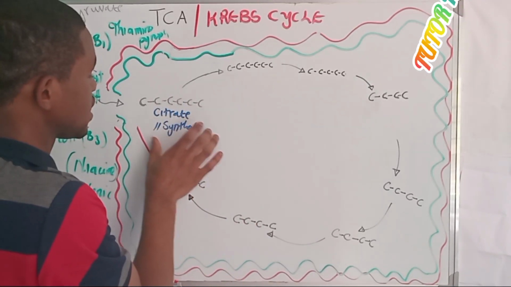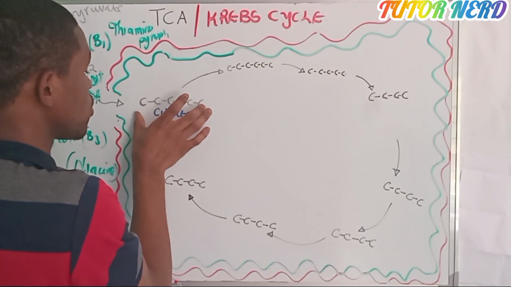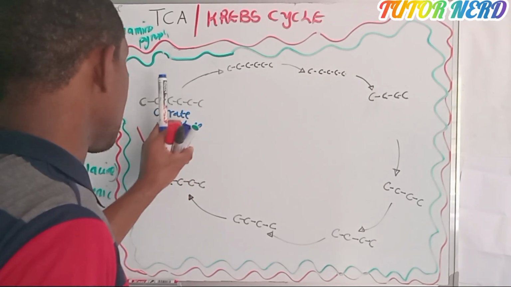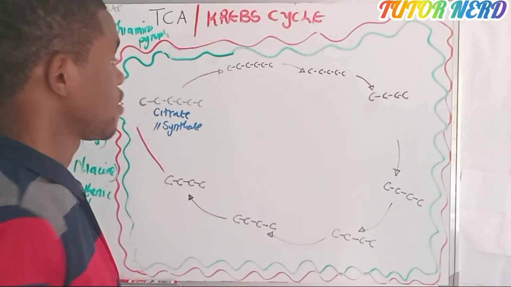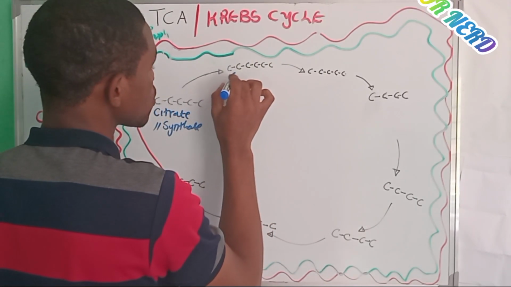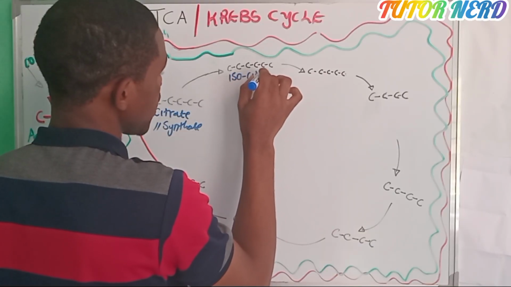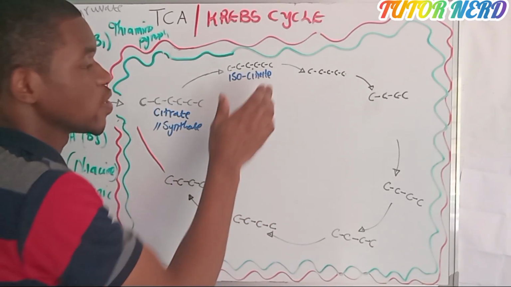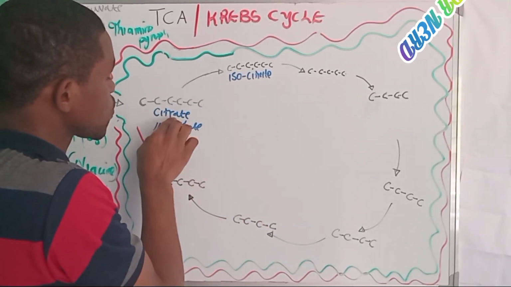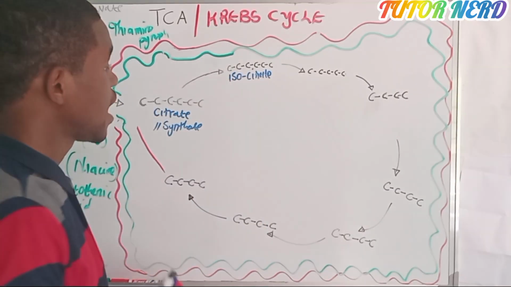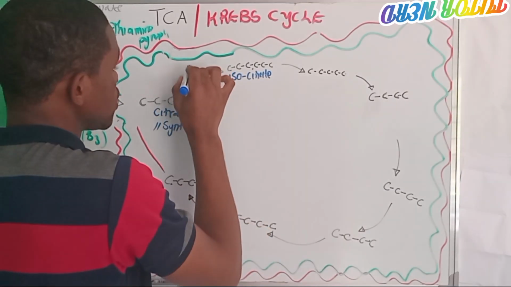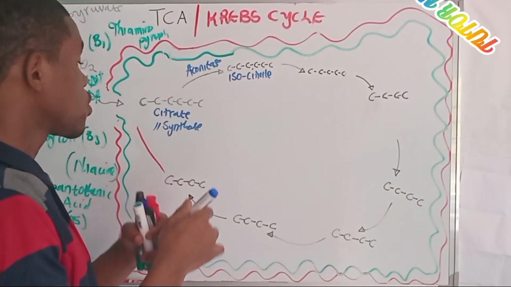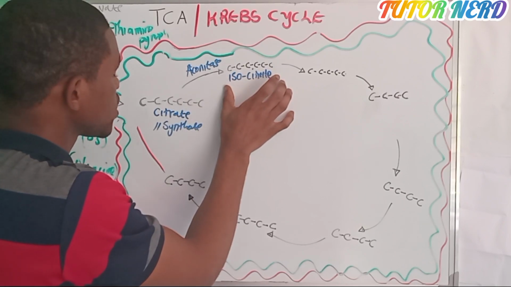Now after this molecule, citrate, has been produced, it is again going to be converted to another intermediate, which we call isocitrate. But of course by a different enzyme, not the citrate synthase, because here this is isocitrate. That enzyme that is converting citrate to isocitrate, we simply call aconitase. So it is this enzyme aconitase that is able to produce isocitrate from citrate.